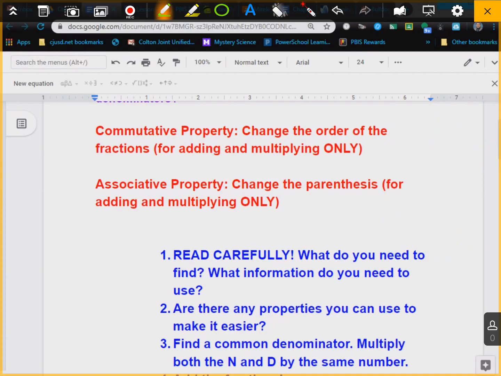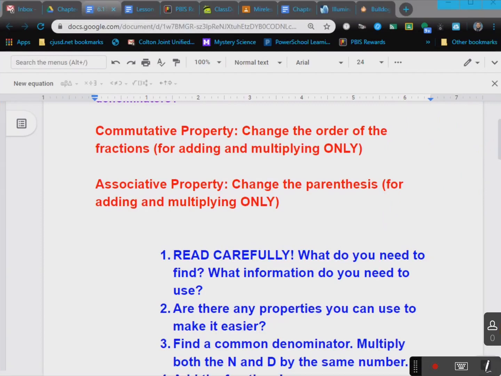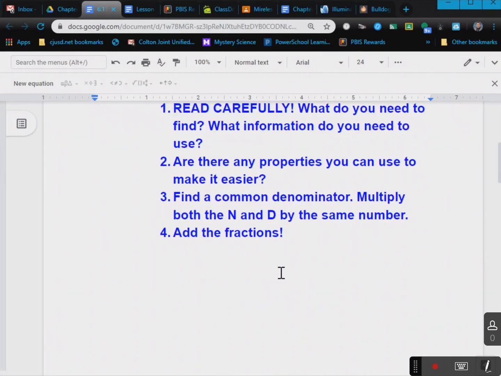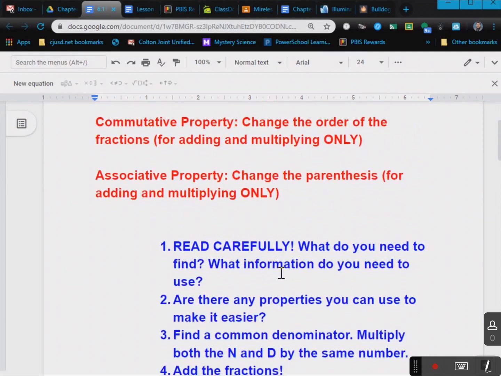Okay, the first step is to read carefully. What do you need to find? What information do you need to use? Step 2 is, are there any properties that you can use to make it easier? Okay, is there a commutative property or associative property that you can use?